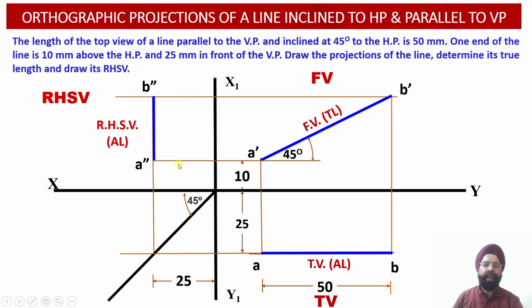So this way we have been able to evaluate the front view true length projection of the line, the top view apparent length projection of the line, and the right hand side view apparent length projection of a line which is lying in the first quadrant and is inclined to the horizontal plane and parallel to the vertical plane. So this is all for today.